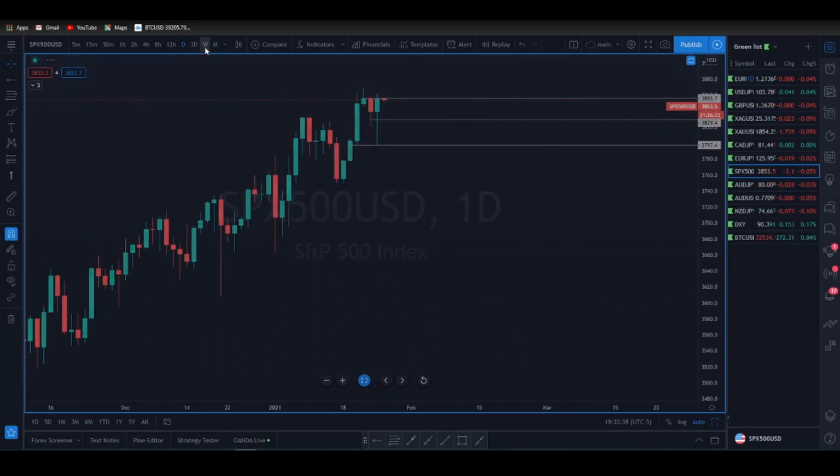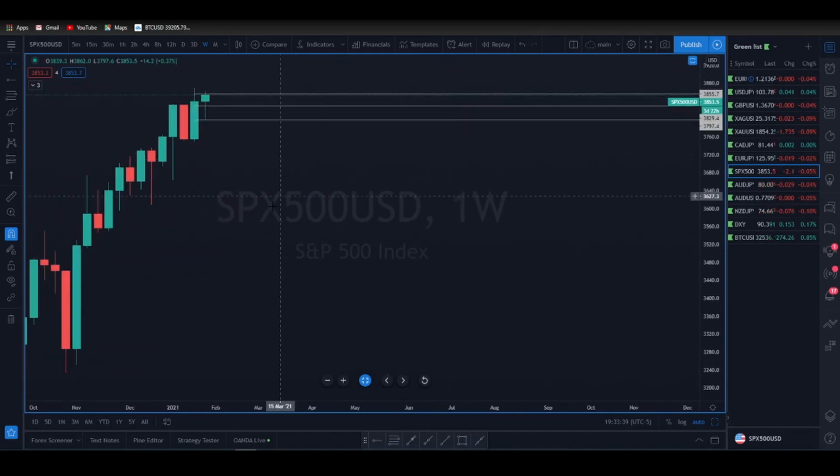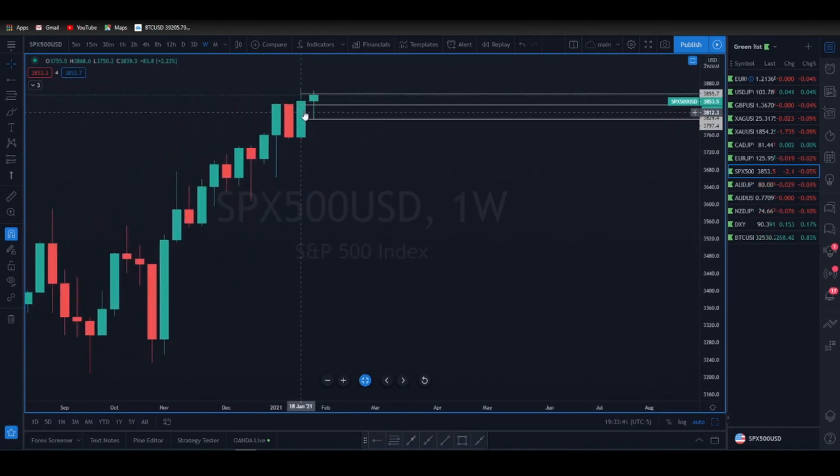We can look for a weekly expansion. You can see here that as of right now, we had this outside week that took out last week's bearish move, right? You took out the low of that candle. You also took out the high of that candle. So last week was an outside day or an outside week candle.